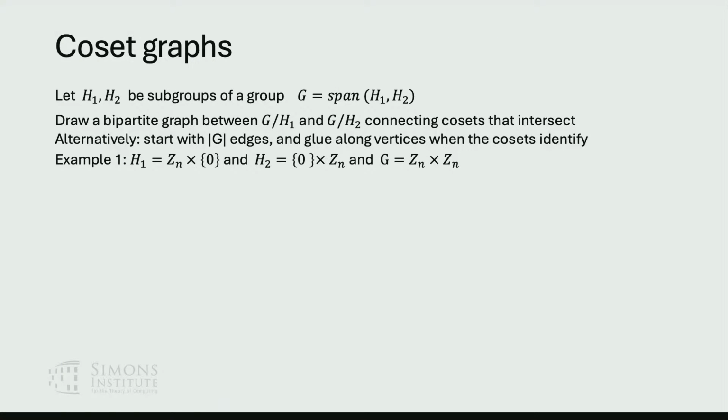So let's look at an example. Here I'm going to look at the group Zn times 0, so it's basically Zn. And the second group is going to be 0 times Zn, so again, just Zn. And the group that they span is just Zn times Zn. Okay, so H1 and H2 are subgroups of G, like we need.